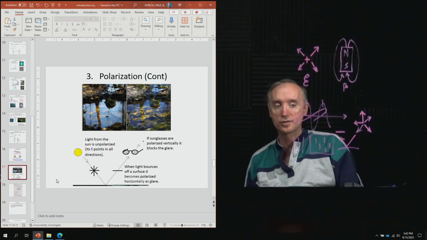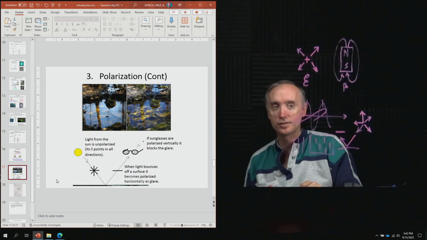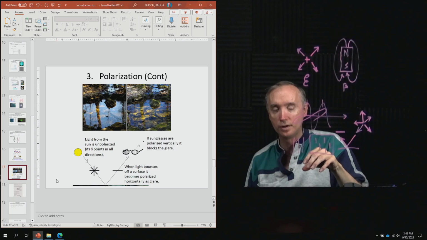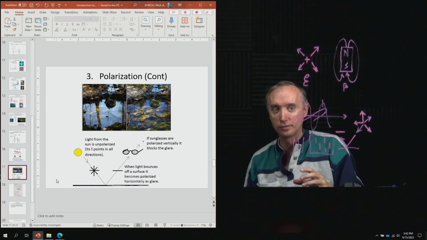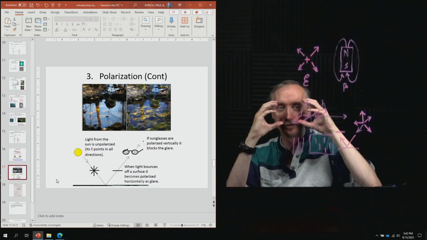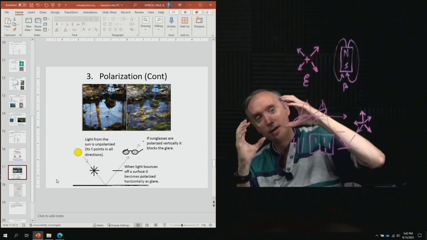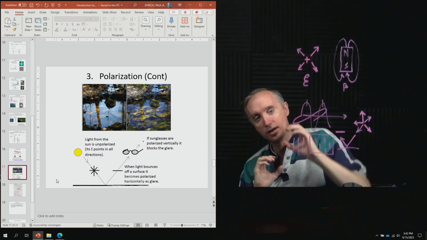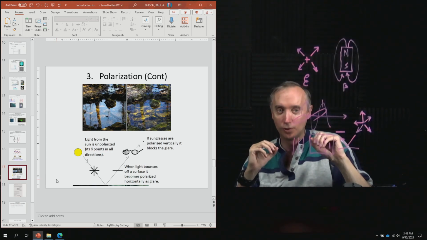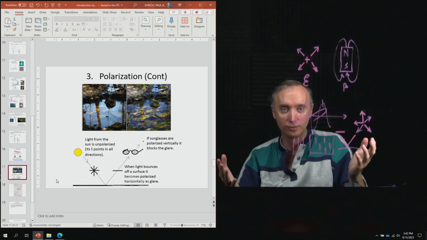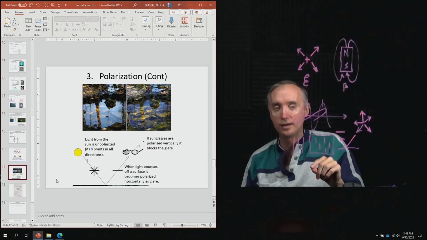Now I encourage you to do this little experiment. Get some polarizing sunglasses, go outside, find some glare, such as sunlight bouncing off a car window or something. Okay, put on the glasses, and you'll notice the glare is reduced. Now take your head and go sideways with it if you can, or take the sunglasses and turn them sideways, whichever is more comfortable for you. When you do that, you're going to notice the glare comes back.